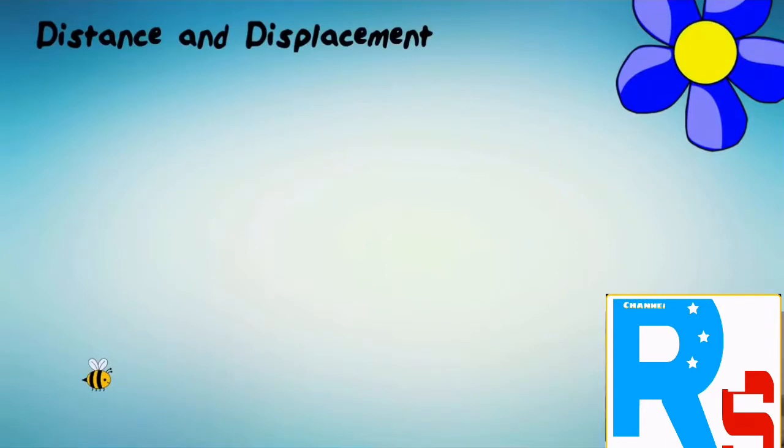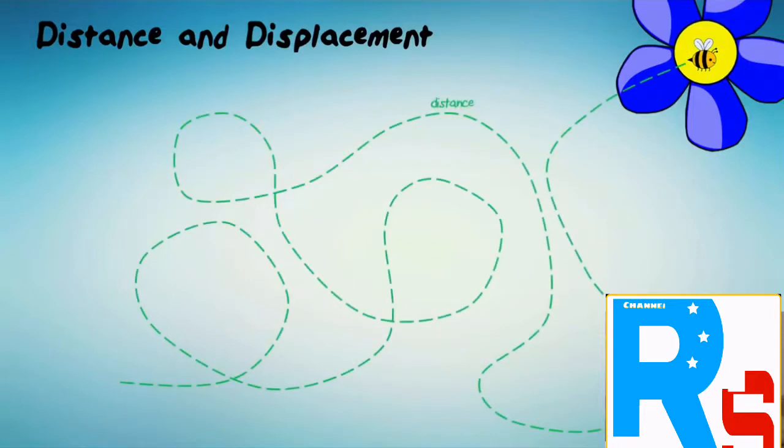Here's a happy little bee, and he's going to fly over to that flower. And of course, he kind of buzzes around on his way there. And if we highlighted the path that the bee followed, in this case it's the green dashed line, we would know its distance. Right? The distance it traveled is represented by the length of that green dashed line.